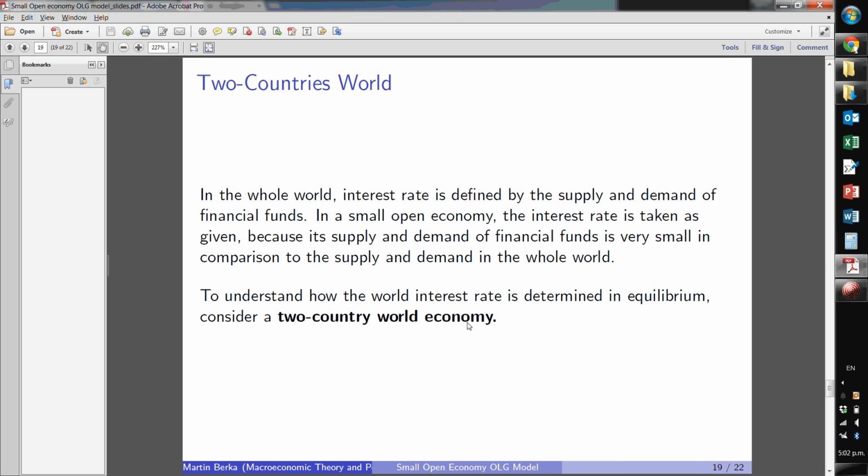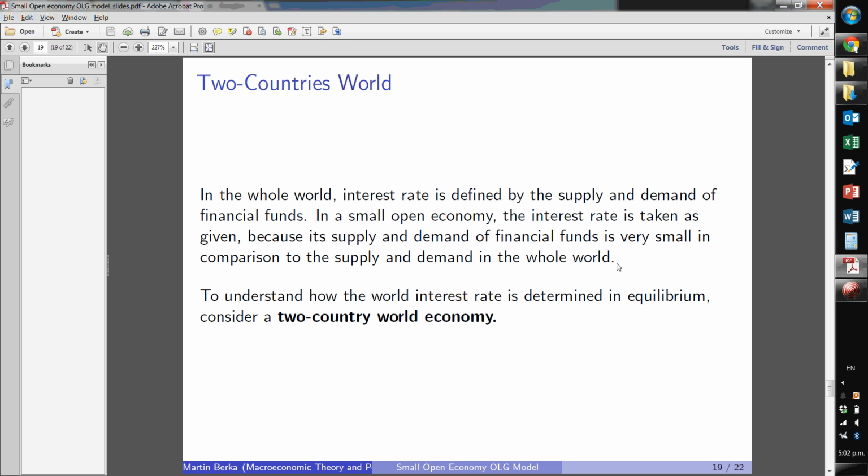All right, so this brings us to a two-country world. The idea is that we need to be able to say something about the real interest rate. Currently, we assume the real interest rate is exogenous from the point of view of the small open economy, but surely it's not completely exogenous. Surely it responds to something. We are going to express this in a very simple framework, just to develop some intuition about what determines the world real interest rate.